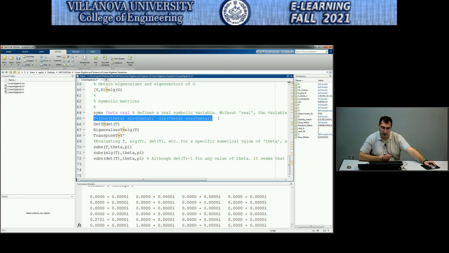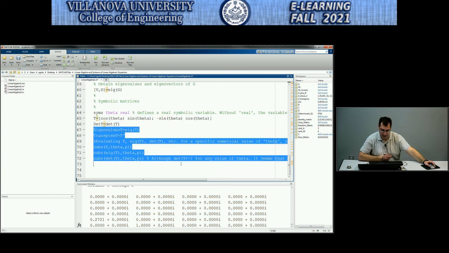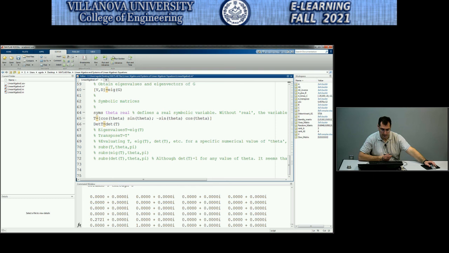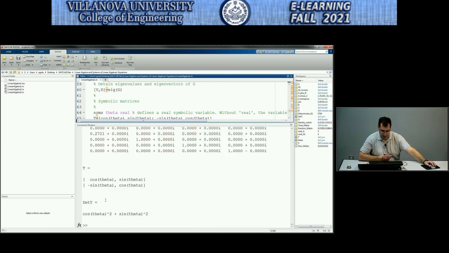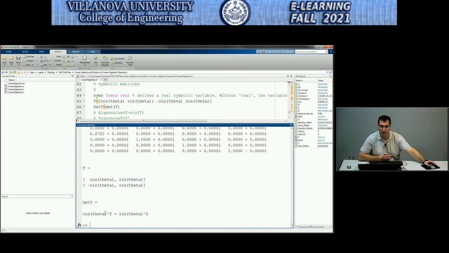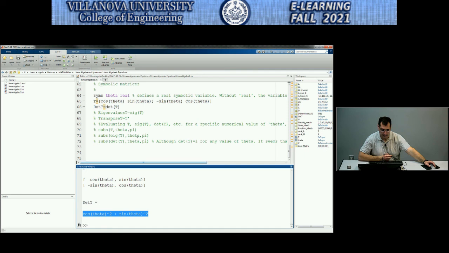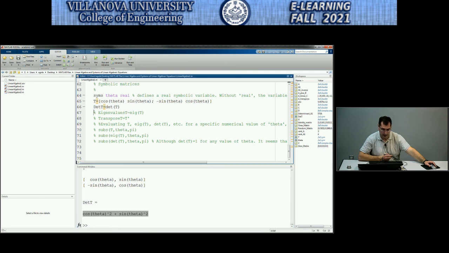MATLAB can symbolically compute the determinant of this matrix. So let's see how that is handled. Let's excuse MATLAB for not knowing all the trigonometric identities, but it gives its best shot. It's cosine squared plus sine squared. We know it's equal to 1. MATLAB doesn't know this, but that's okay for our purposes.